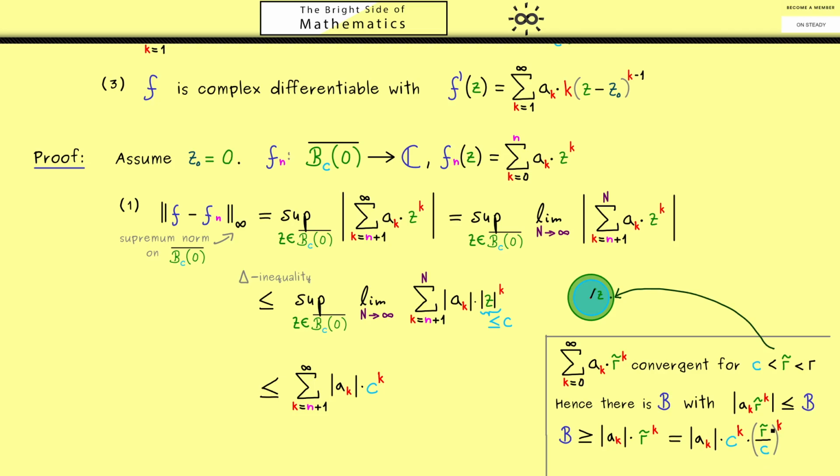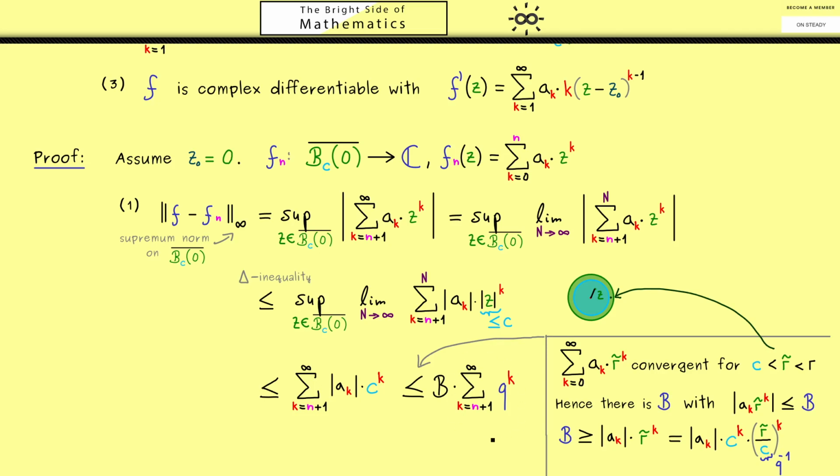And here you see, this number r tilde divided by c is a number that is greater than 1. Therefore, we can call this number q to the power minus 1. Hence then, q is a number strictly less than 1. Okay, and now you see, this whole thing here we can use for an estimate of this part there. This is now simply less or equal than b times the series of q to the power k.